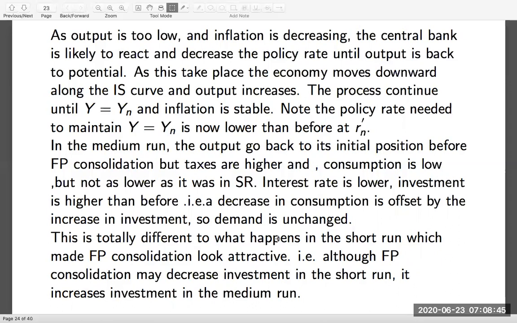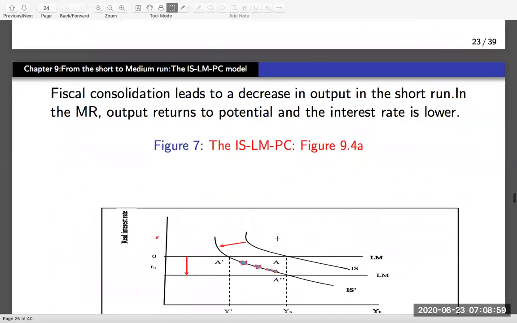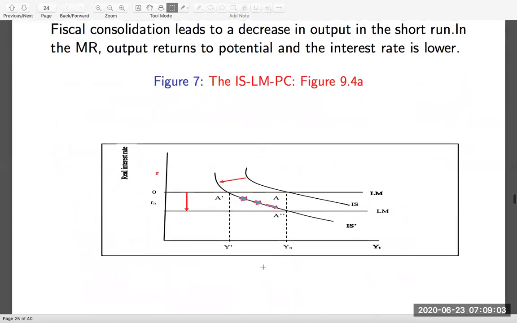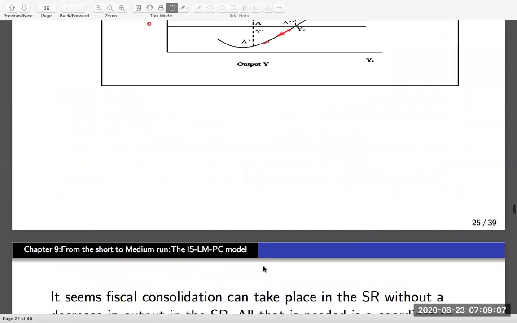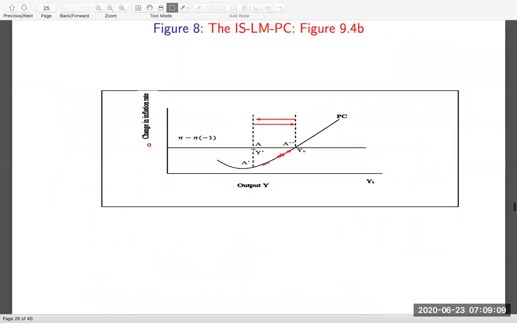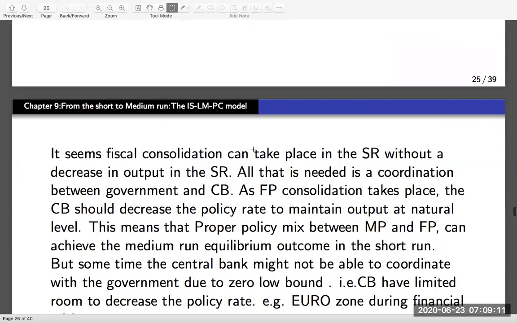This is totally different to what happened in the short run, which made fiscal consolidation look unattractive. Although fiscal consolidation may decrease investment in the short run, it increases investment in the medium run. So that contrast must be explained. The graphs are in your book. You need to know how they look. These are just the graphs explaining the adjustment mechanism in fiscal policy consolidation.